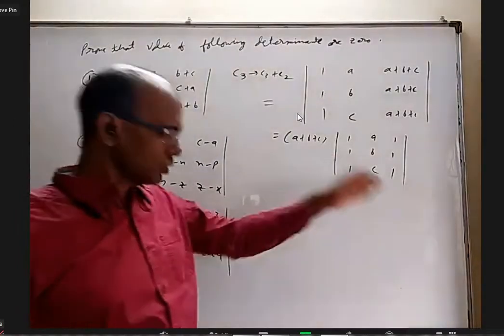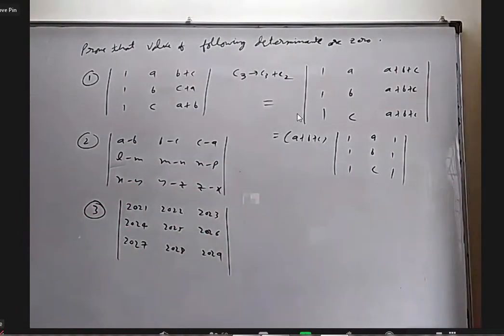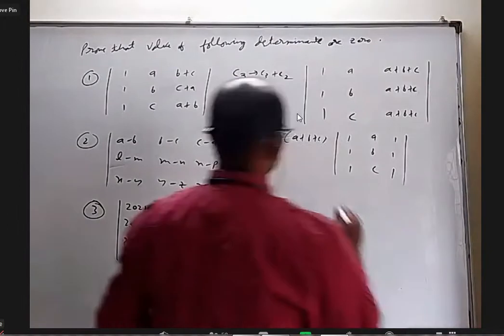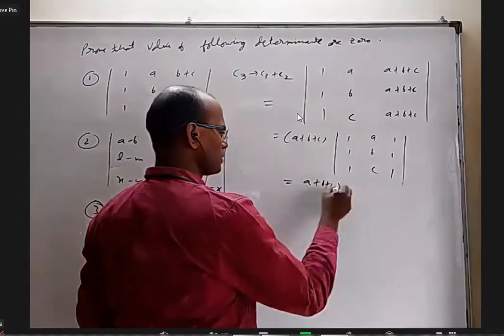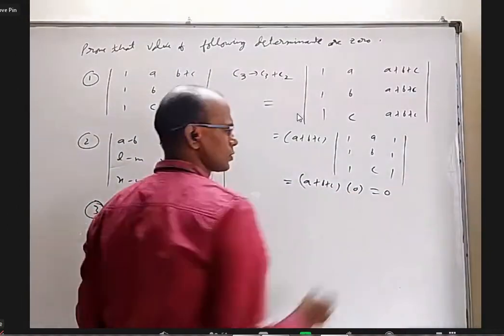Whenever two rows are equal or two columns are equal, the determinant is 0. You know that, so directly that is 0. A plus B plus C into 0. So that is 0.